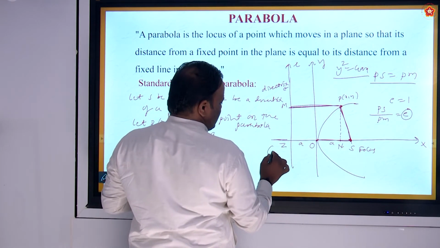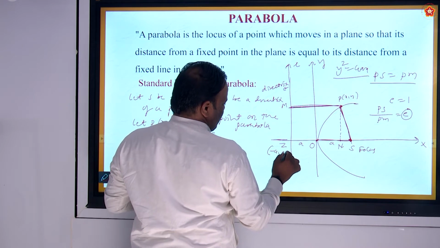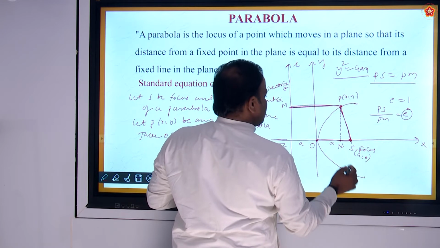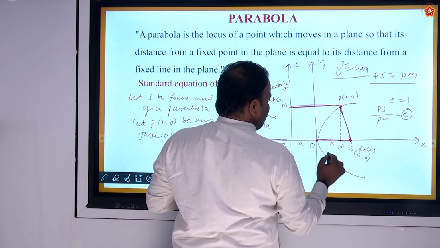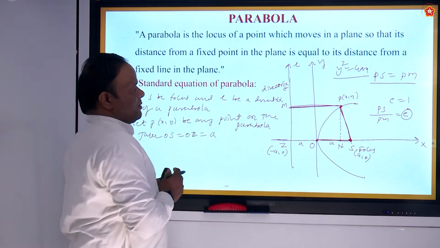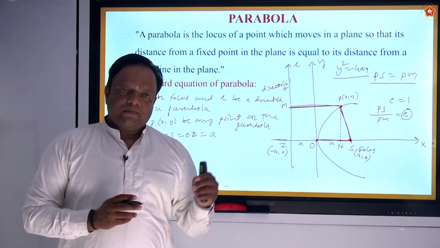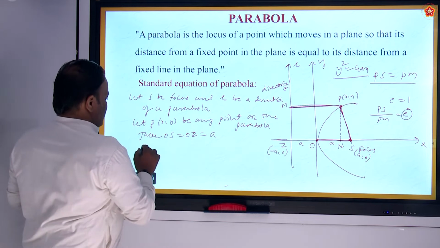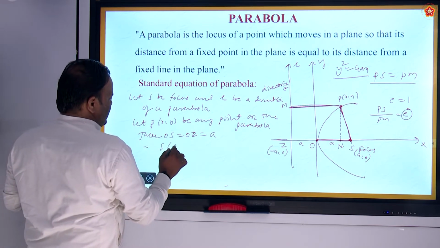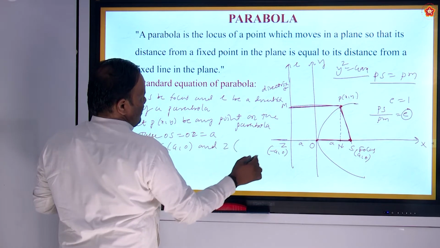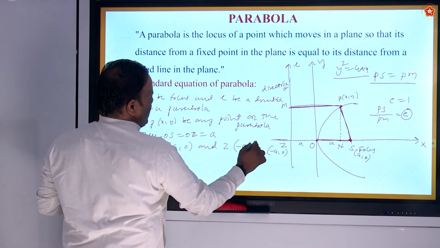Therefore, the coordinates of Z are minus a, 0. The coordinates of S are a, 0, which means the length OS is a. S is nothing but the focus. Therefore, the focus coordinate is a, 0, and similarly the coordinate of Z is minus a, 0.